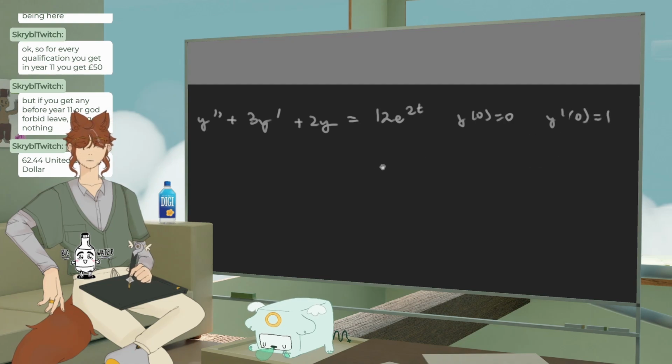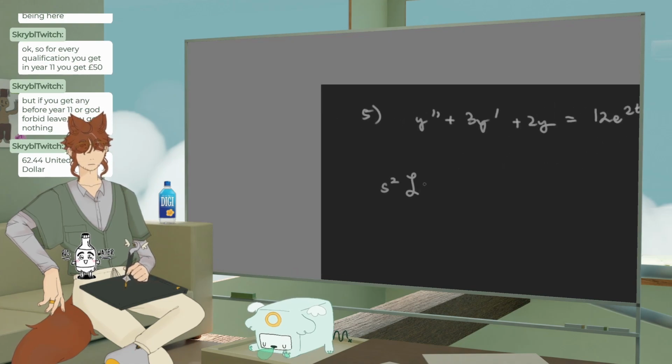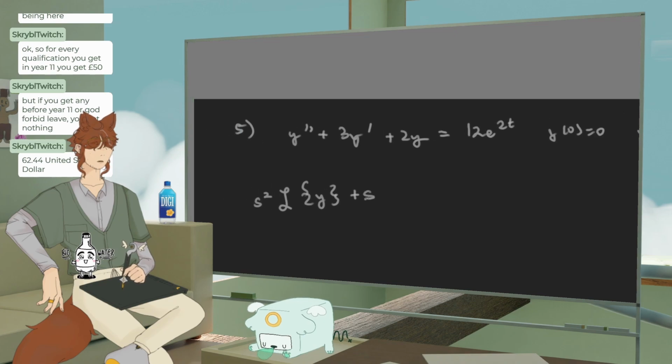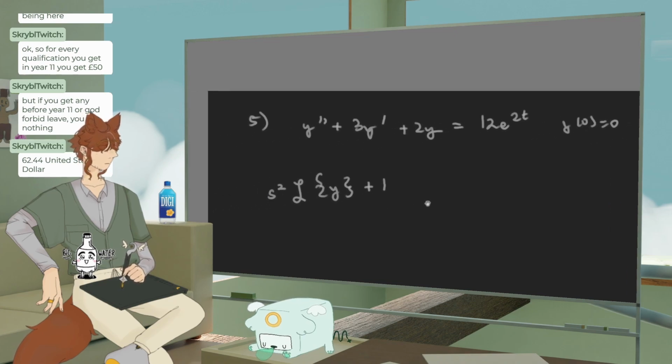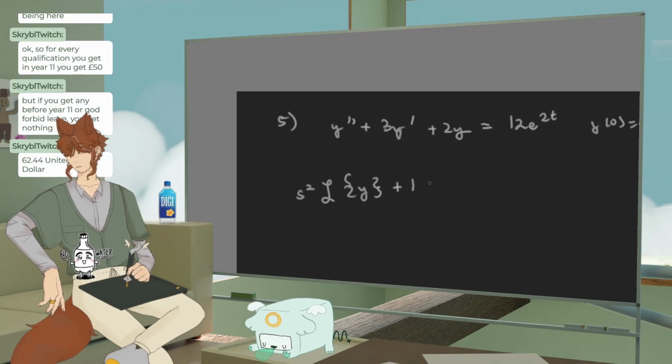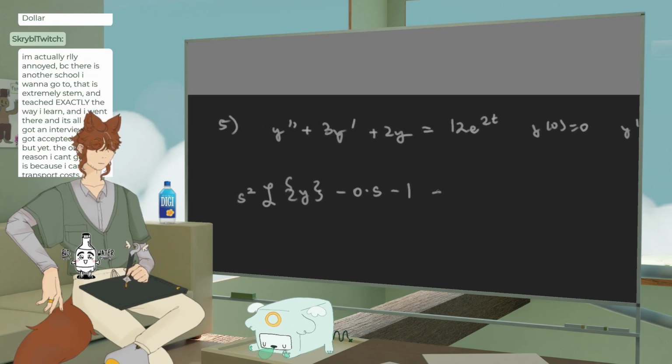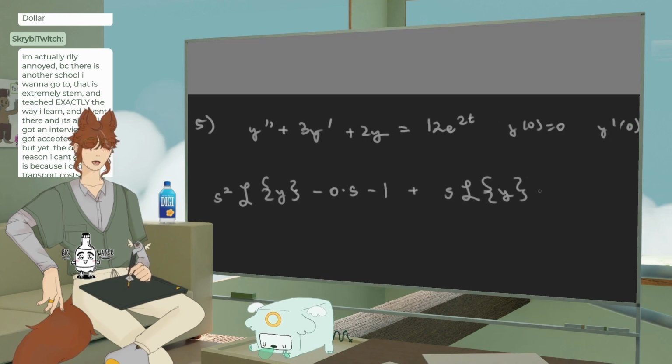Okay, let's see if I can remember how to do these off the top of my head. It's s squared Laplace transform of y minus y of 0 at 0 plus s, no, plus 1. I think that's it. Before I go running off my mouth, I should probably say minus, oh no, they're both minus. Minus 0 times s minus 1 plus s Laplace transform of y minus 0 times s? I don't remember.